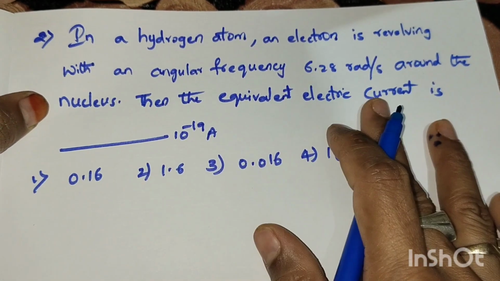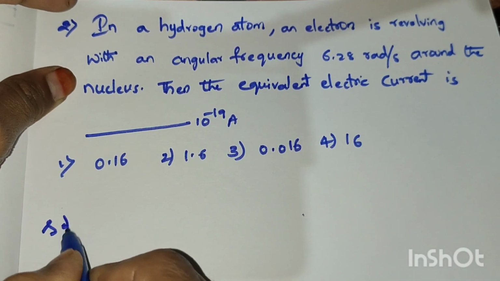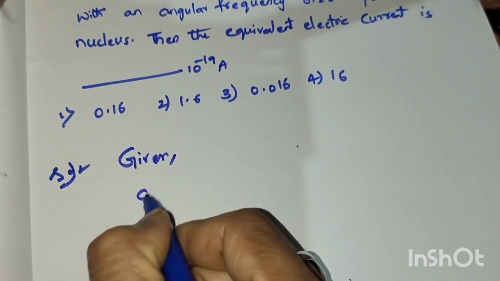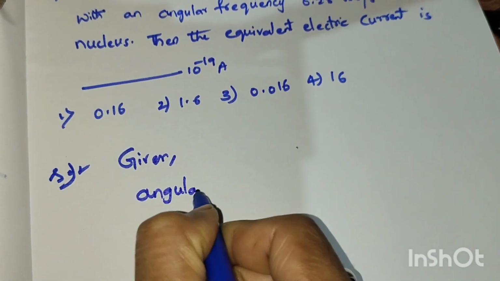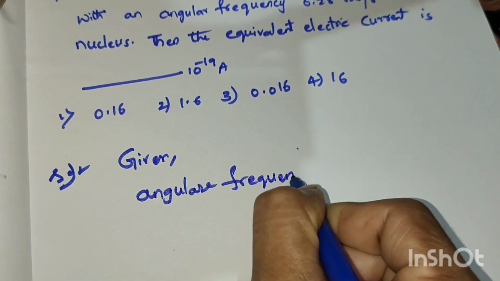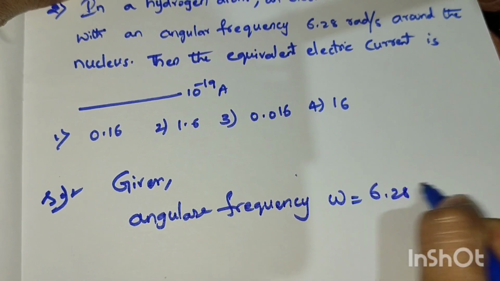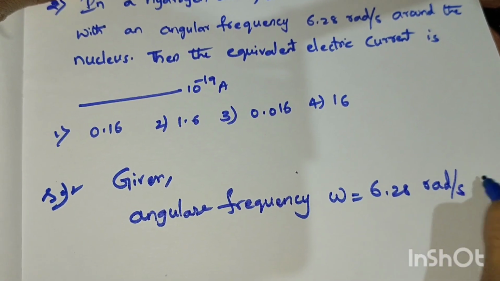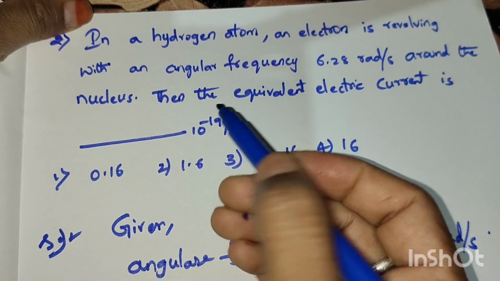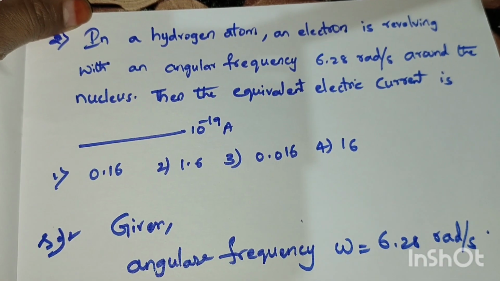So what they have given is angular frequency. Solution: given angular frequency. I said in the previous class that angular frequency is denoted by omega. So what they have given, omega is equal to 6.28 radian per second, and they say to find the electric current in the value of 10 power minus 19 ampere.